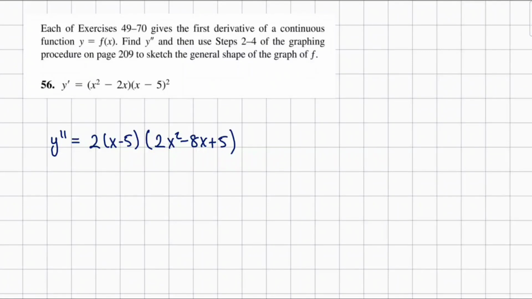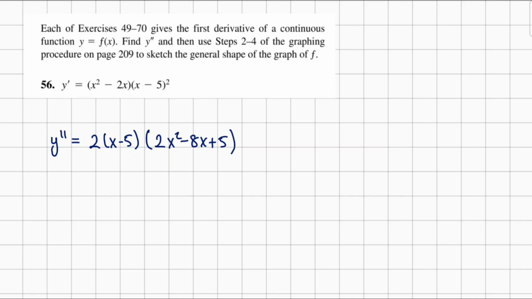In this problem, we are looking at something a little different. We are given the first derivative of a function, and we don't actually know the original function itself, just its derivative. And we are asked to find the second derivative and then sketch what the original function f roughly looks like. Let's start by finding the second derivative. I've done the calculations beforehand, and the second derivative looks like this, actually.